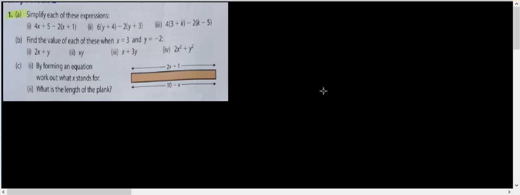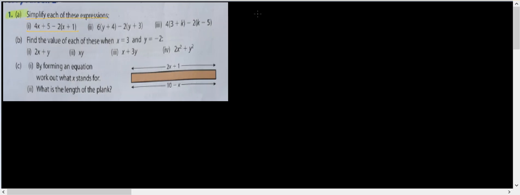Okay, so what we're going to look at now is working through some of these questions. What we've been asked to do is basic algebra. So we'll work through question 1 to begin with. What it's asking you to do is to simplify each of these expressions. So let's start with this expression here.